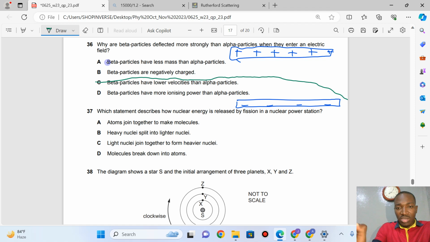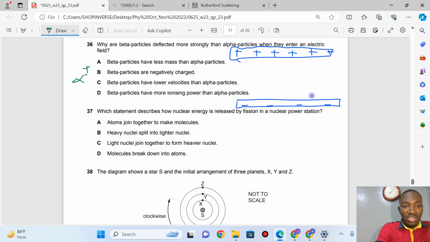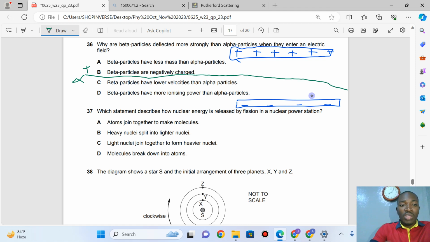Why? Because alpha particles are positively charged, so the negative plates would attract the alpha particles, while the positive plates will be repelling them. Let me draw a more realistic diagram. They'll be deflected slightly actually. But let me use color red for electrons. If they were beta particles, which are electrons, beta particles will go this way and they'll be deflected towards the positive plate. And the deflection of beta particles will be more than that of alpha particles.